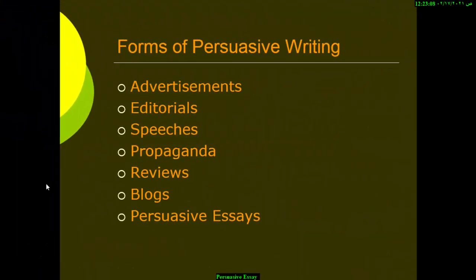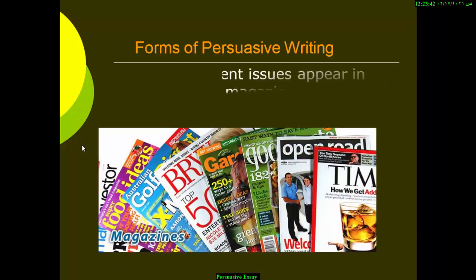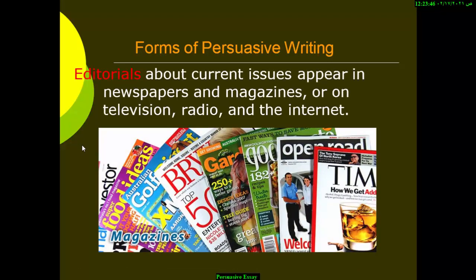It can be in the form of advertisement, editorial, speech, propaganda, review, blog, or the last one, which is the most important, persuasive essays. The first one is the advertisement, in which you try to convince the people to do or buy something you like. The second one is editorial. It's about current issues appearing in newspapers and magazines or on television, radio, and the internet.